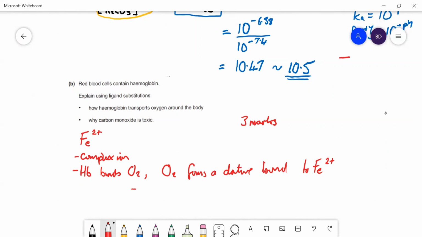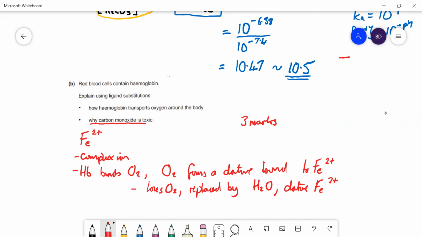Now, when it gives up its oxygen in the tissues, the oxygen ligand is replaced by a water ligand. One of the lone pairs on the oxygen of the water forms a dative bond to the Fe2 plus. Right, that's got 2 marks.